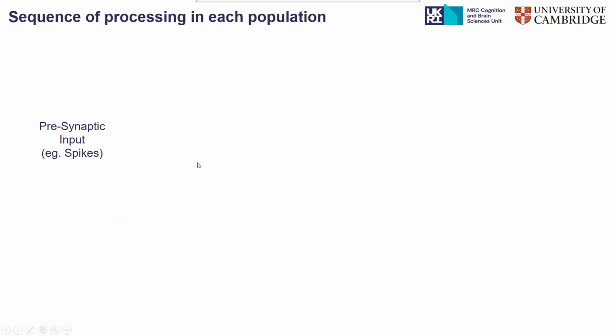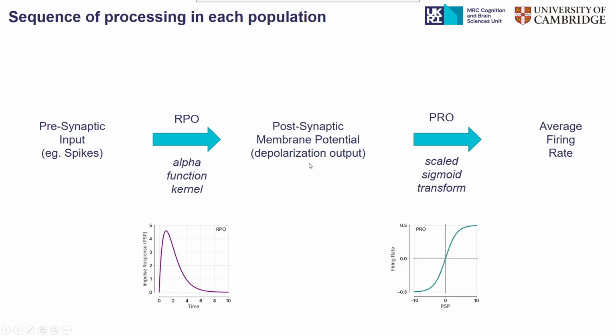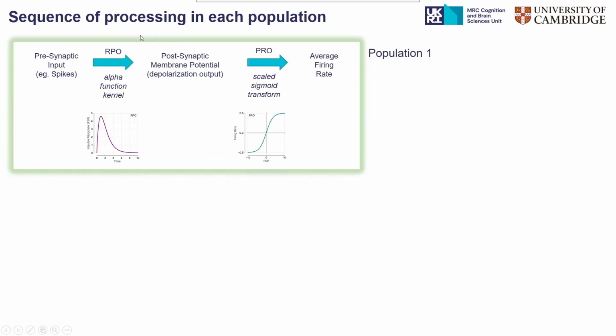Now, just a quick look at what's happening in each population. So we start with a presynaptic input, which is spikes. Now this is converted, using the rate to potential operator, which is the convolutional operator, to a postsynaptic membrane potential. So we go from spikes to a depolarization, and now this depolarization is further transformed by the potential to rate operator into an average firing rate. Now this happens in one population.